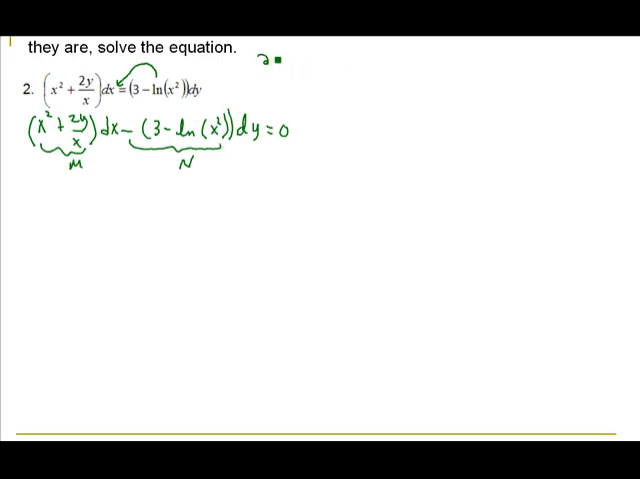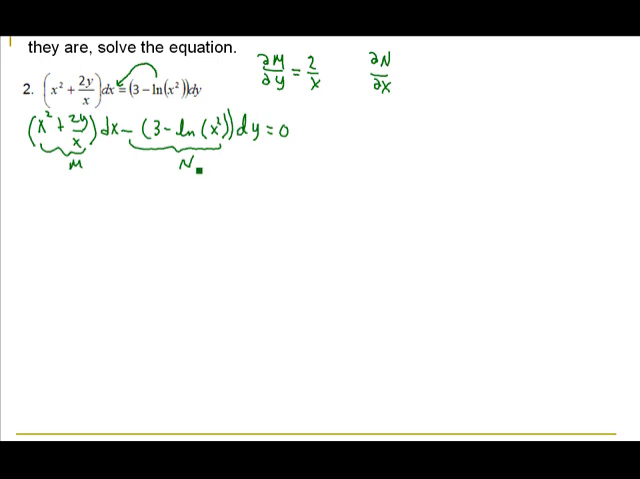To determine if this is exact, we're going to look for the partial derivative of m with respect to y, and we're going to look for the partial derivative of n with respect to x, and determine if they're equal. So my derivative of m with respect to y, this x squared term will drop out. And this second term, that 2 over x would be my coefficient. And I get 2 over x times the derivative of y, which is 1.